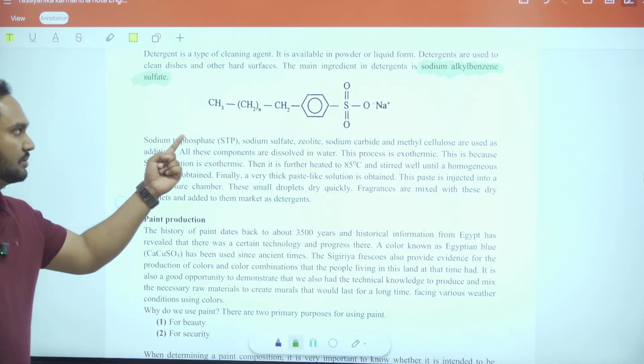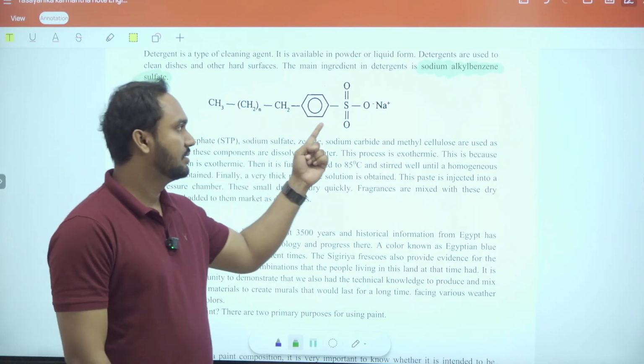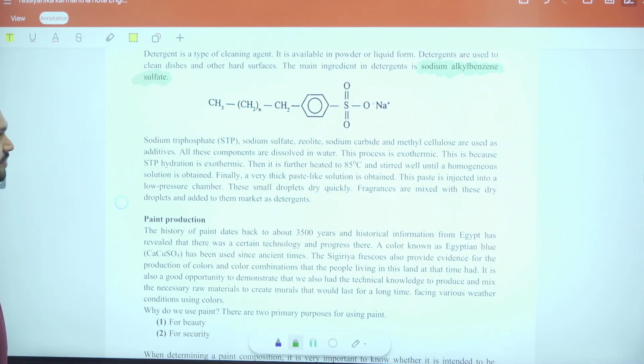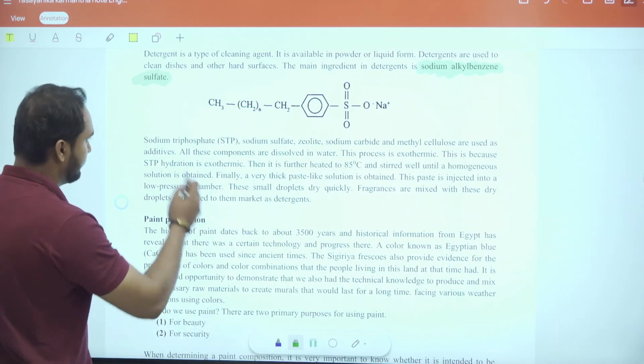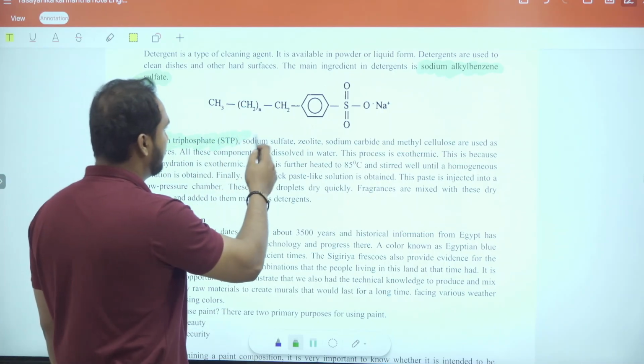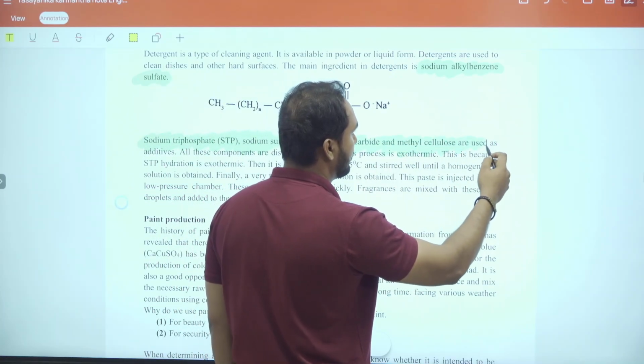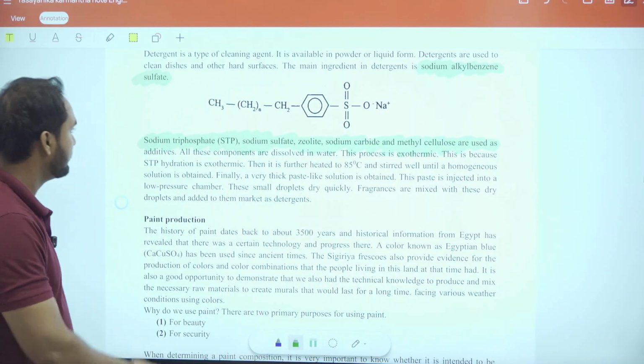Sodium triphosphate, sodium sulfate, zeolite, sodium carbide and methyl cellulose are used as additives. All these components are dissolved in water. Sodium triphosphate, sodium sulfate, zeolite, sodium carbide, methyl cellulose are used as additives.